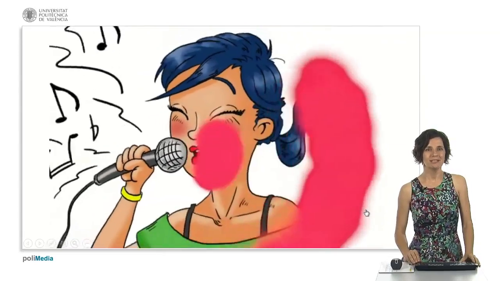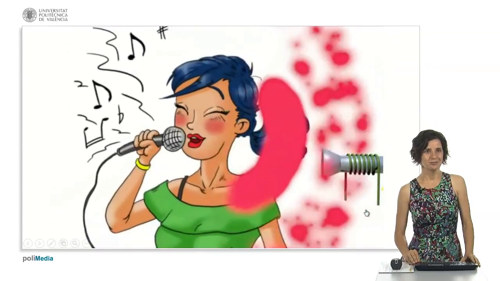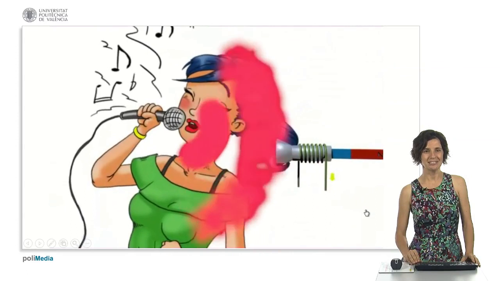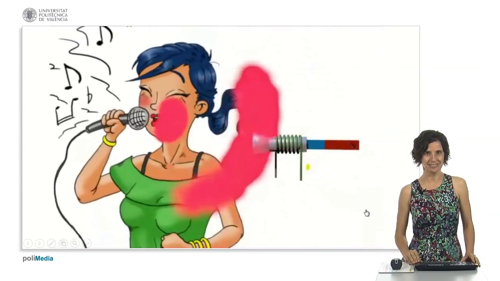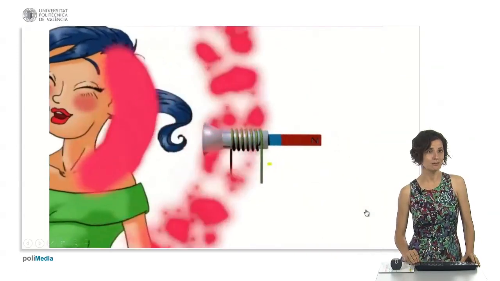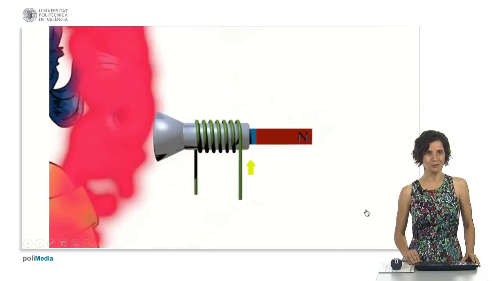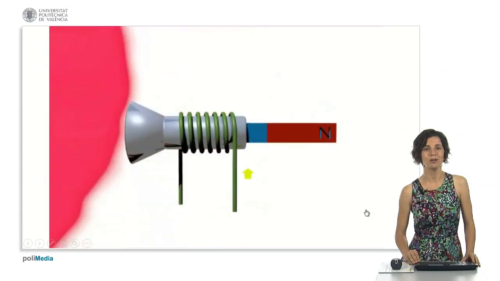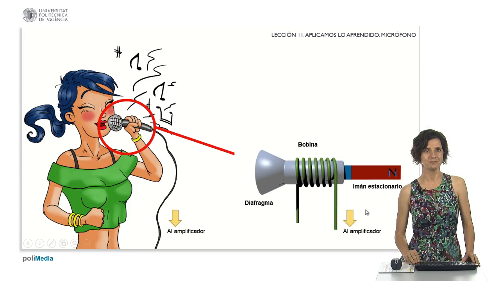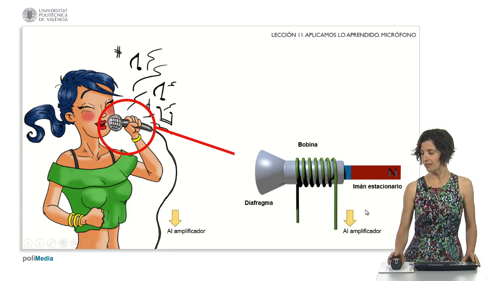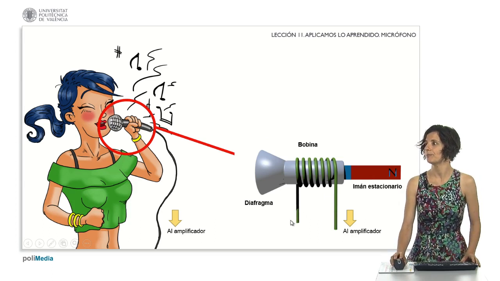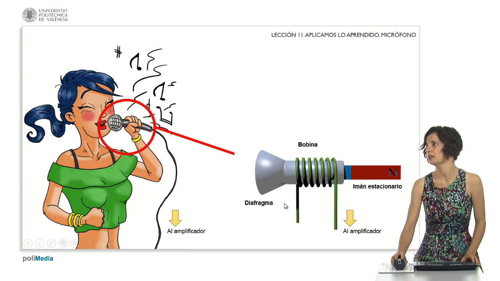Today we have Amanda very happy, she's singing and she's glued to her microphone, and that makes it so everyone can hear her everywhere. In today's lesson, we are going to see how this device works, an electrodynamic microphone. And for that, we are going to see first the key parts that the electrodynamic microphone has.